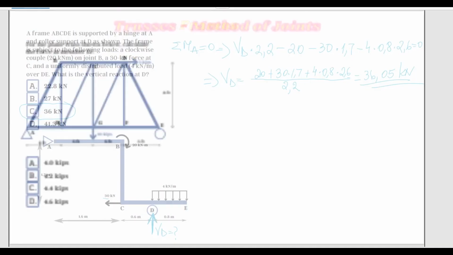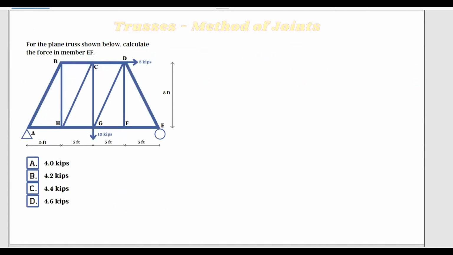Okay, let's move forward. Now we are at trusses and method of joints. We're going to talk about method of joints. For the plane truss shown below, calculate the force in member EF. So member EF is this member. Obviously the easiest thing to do is to use method of joints. First, when we use method of joints, we have to calculate the reactions. So I'm going to write here reactions.